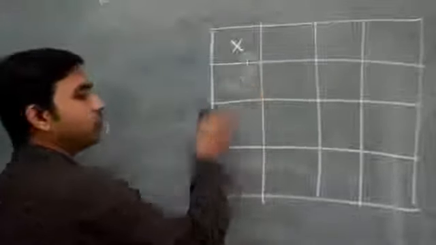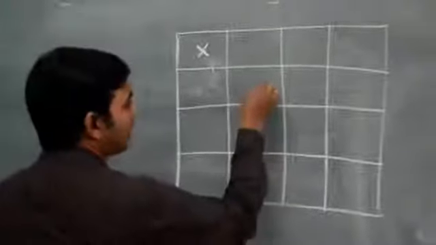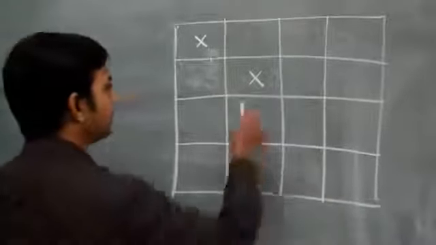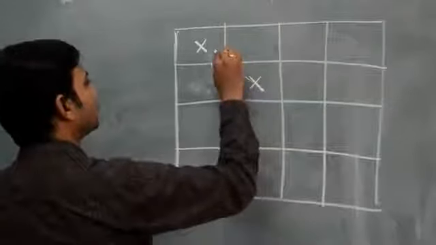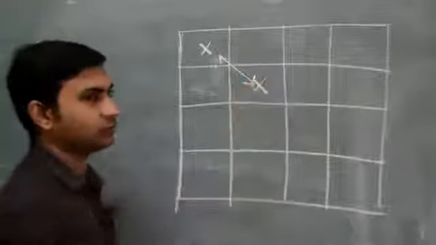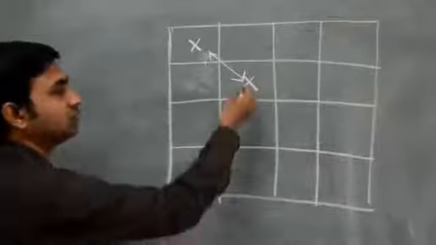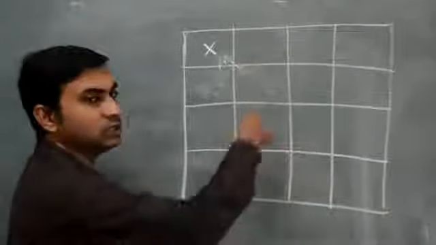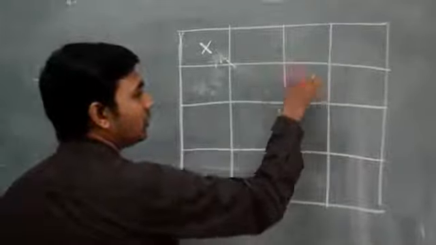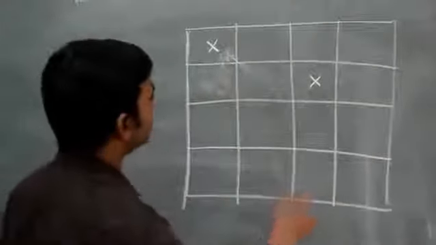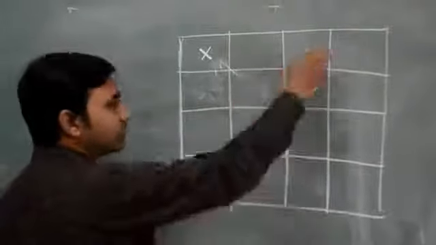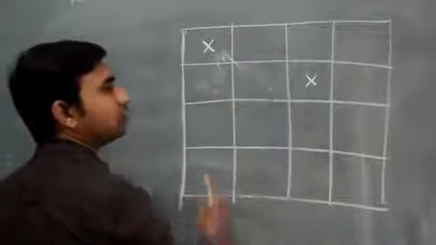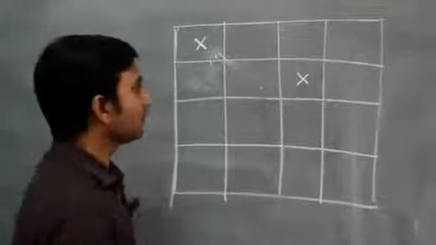Let us try to place the queen in the second column. Here also there is a problem because this is threatening to the first queen in the diagonal position. So I cannot place the queen in the second position. Let us try to place the queen in the third column. Let us check whether this is a safe position. I think this is a safe position because there are no other queens in the threatening position.